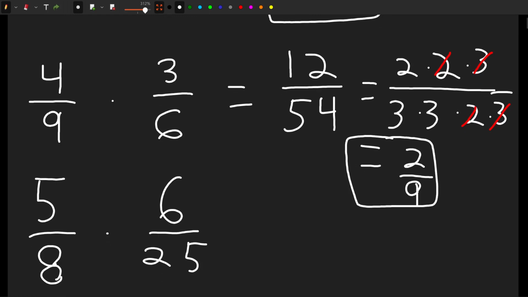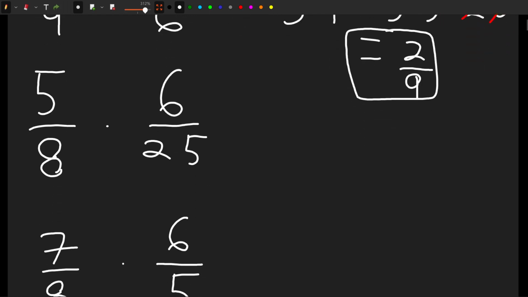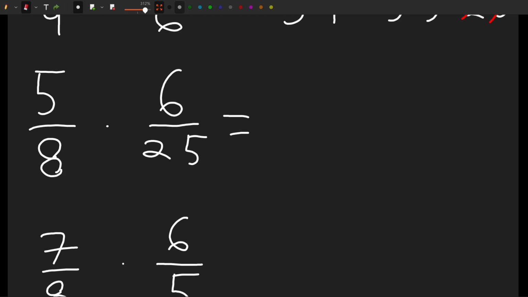Okay. On to the next problem. We have 5/8 times 6/25. And I'm actually going to erase this portion. I don't need it for now because we already... Oh, sorry, that was not 2/9. That was... No, actually it is 2/9. Never mind. I'm just going to erase that portion so that way I have a little bit more room. Here, I'm going to do things a different way. I'm going to look at the prime factorization first, and then we'll get our answer.